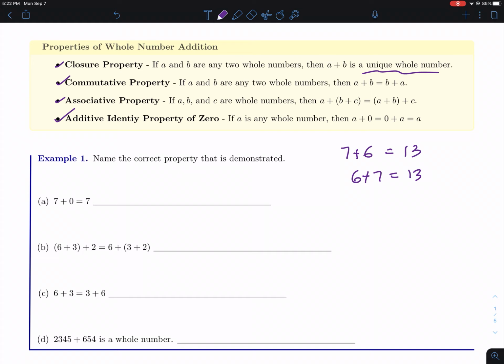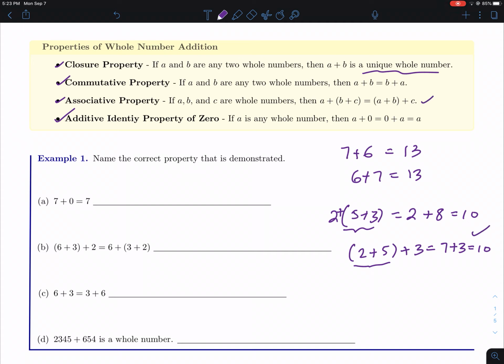Associative property means that if I have 3 numbers, I can group them in any way, and I'll still get the exact same answer. So if I had like 2 plus (5 plus 3), order of operations would tell me I have to add the parentheses first. So I'd get 2 plus 8 equals 10. But if I added it this way, (2 plus 5) plus 3, order of operations now tells me I have to add the 2 plus 5 first, which gives me 7, plus 3, which lo and behold equals 10. So again, you can move that parenthesis around and re-add, and you'll still end up with the same number.